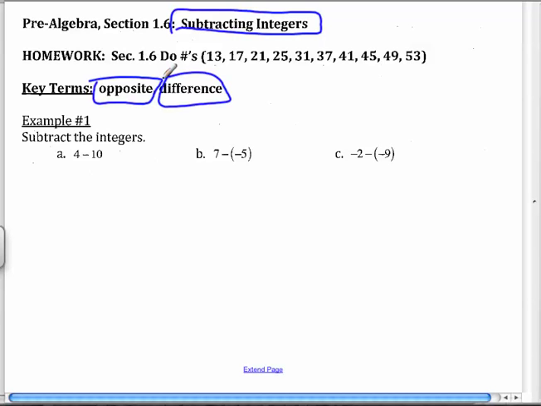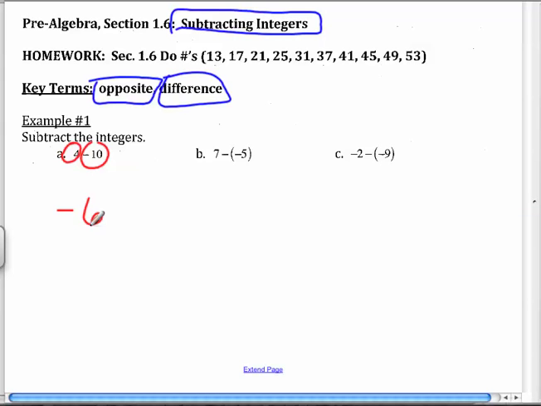All right, Milan, how many numbers do I have in A? How many numbers are there? There are two numbers. What are the two numbers? 4 and negative 10. 4 and negative 10. When I add them together, 4 plus negative 10, what do I get, Nicholas? Negative 6.